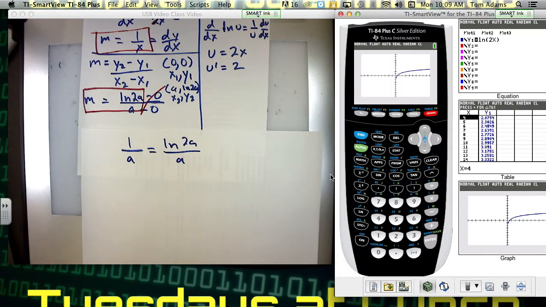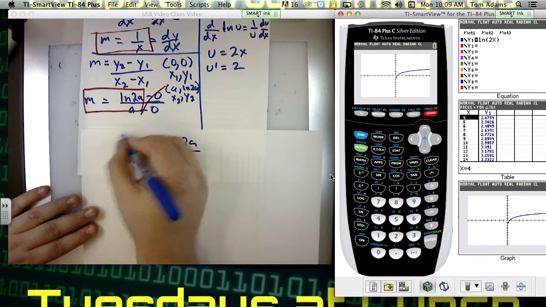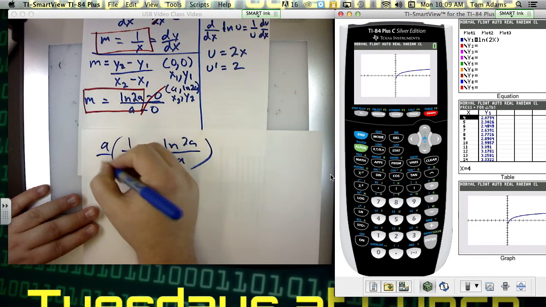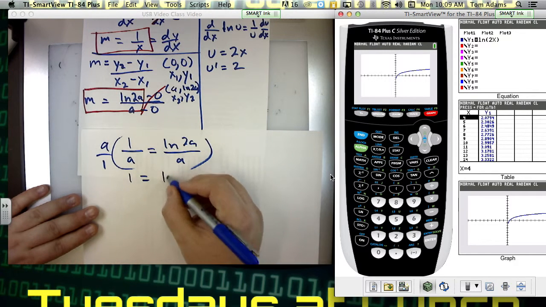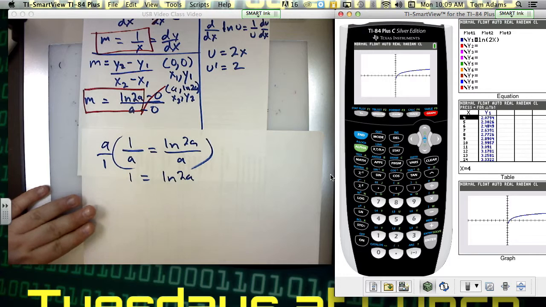Well, you're getting a little ahead of yourself. Let's clean this up a little bit. It's a proportion, right? We have a bunch of numbers and then the variable a. So what would be the logical thing to do? Cross multiply and solve for a, right? But before I cross multiply, if I multiply this whole thing by a over 1, my a's cancel and I get 1 equals the natural log of 2a, right?